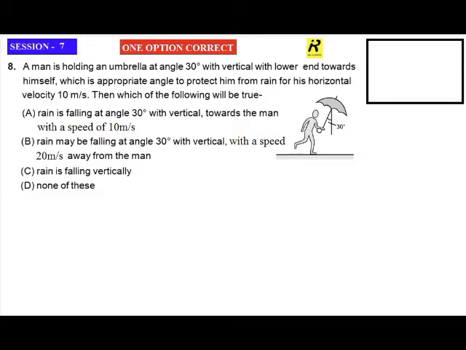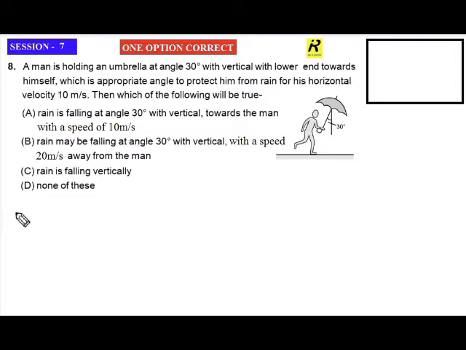As you can understand in this problem, here is a man who is moving forward with a speed 10 meter per second, who is holding an umbrella at an angle 30 degree forward. So knowing these things, we have to choose one of the best option among these four. Let me take one by one.